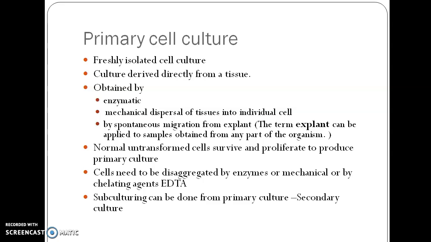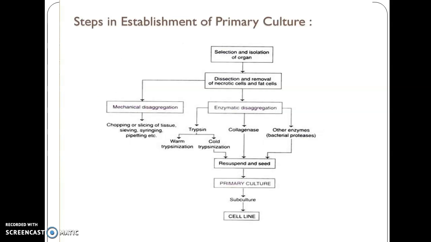Now, when subculturing is done from the primary culture: once you have a piece of tissue, from that you make a culture, that is the primary culture. From that primary culture, you subculture it and make another culture, and that's called a secondary culture. So, these are the steps in establishing primary culture.